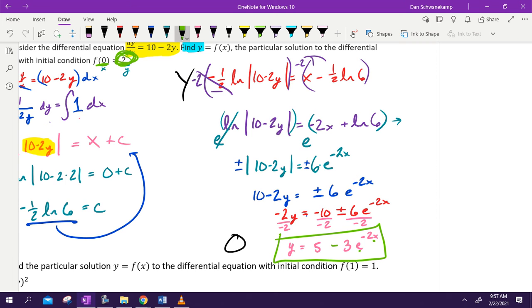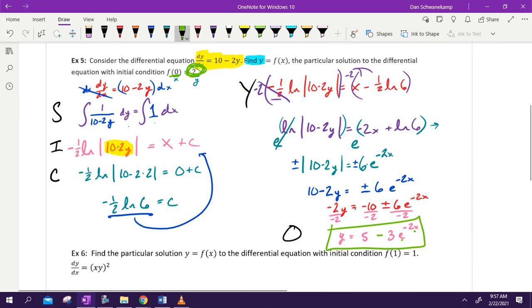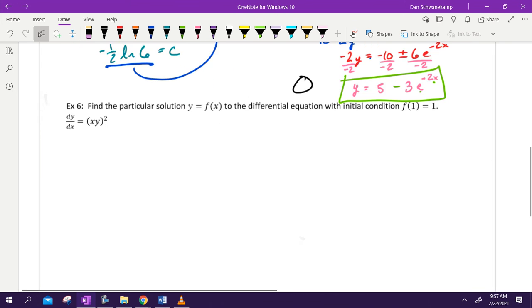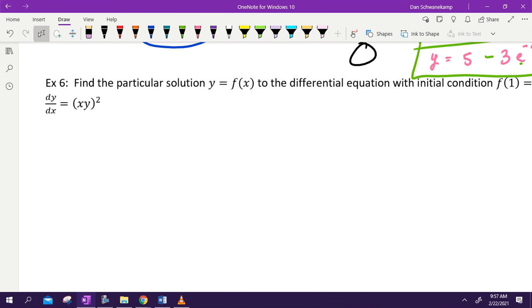Separated, integrated, solve for c, solve for y, options. I would say that's probably one of the meanest ones I've ever seen them give, but that was on the AP exam, I think, 2 years ago. All right, that one's a little bit rougher, so you got to kind of take your time there. Questions on that? Let's go to the next one. dy over dx equals x times y squared.